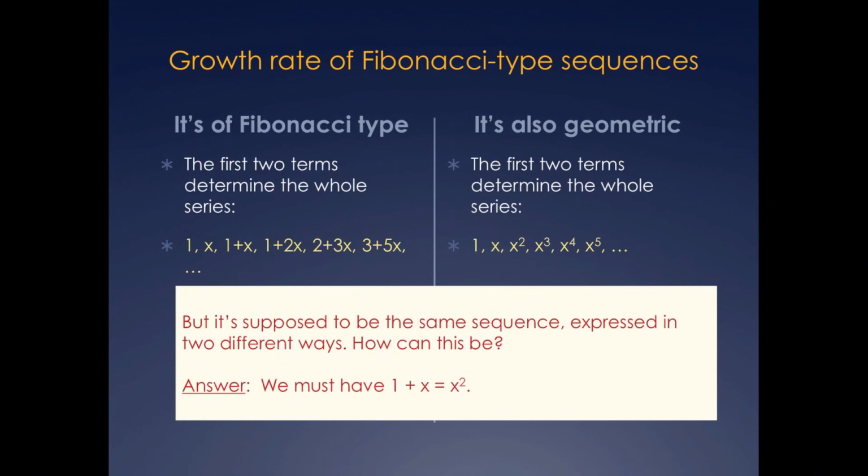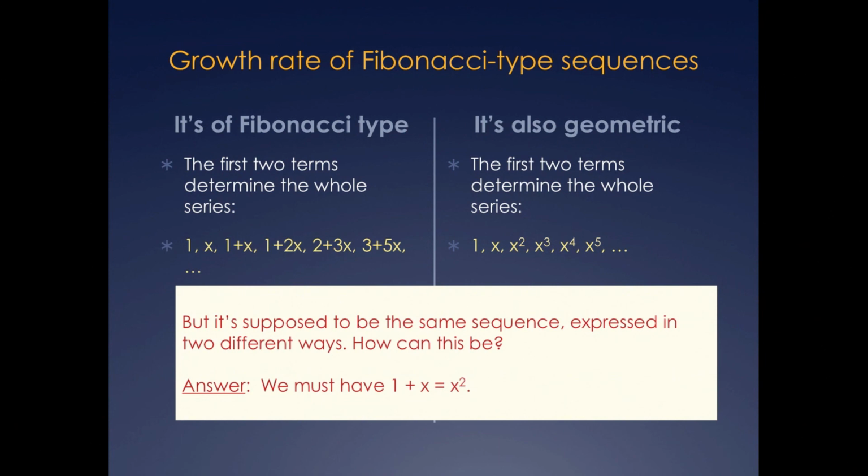All right, so here are two columns showing you how I think about this sequence in two different ways. On the left, I'm thinking it's supposed to be a Fibonacci type. Now, the first two terms, as I've already said, are 1 and x. And how do I get the third term? Well, since it's supposed to be a Fibonacci type sequence, I need to add 1 and x. So I get 1 plus x.